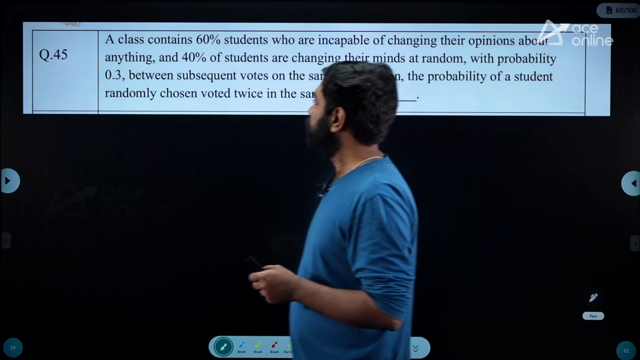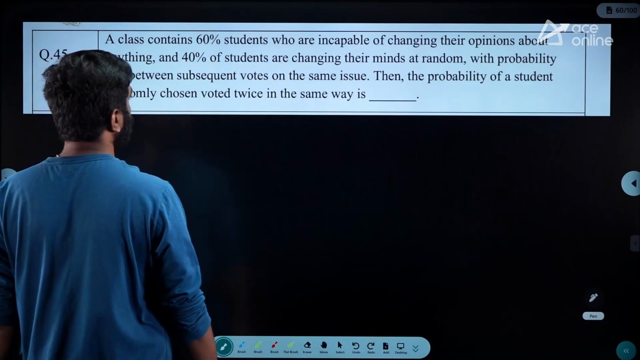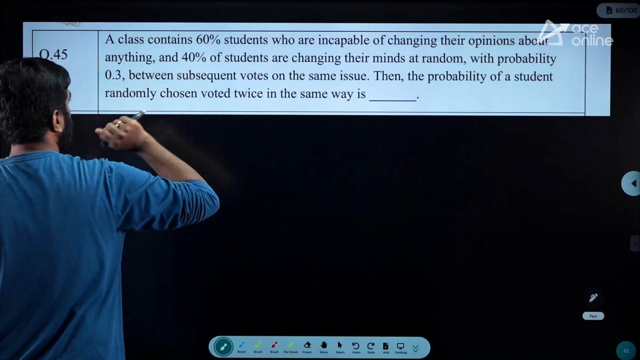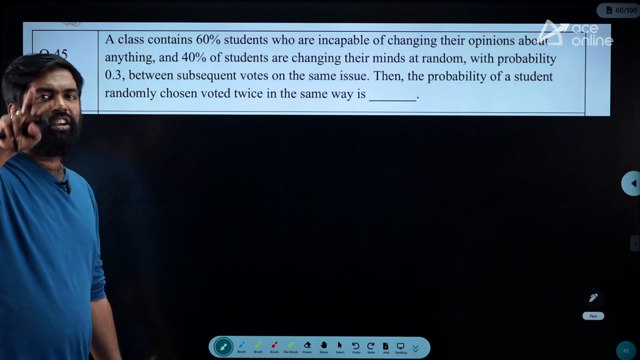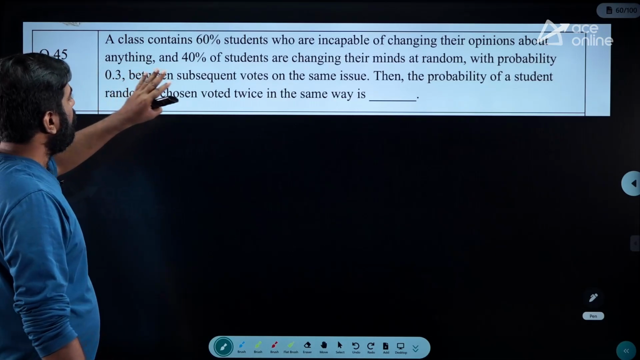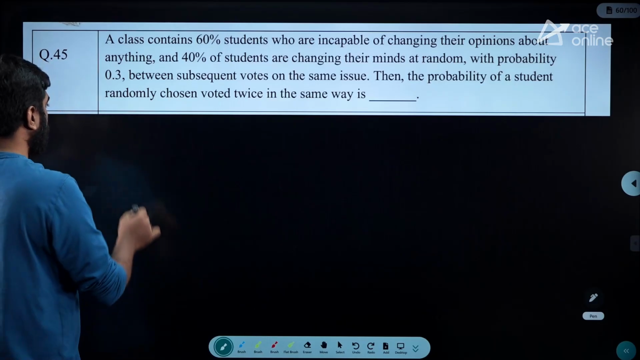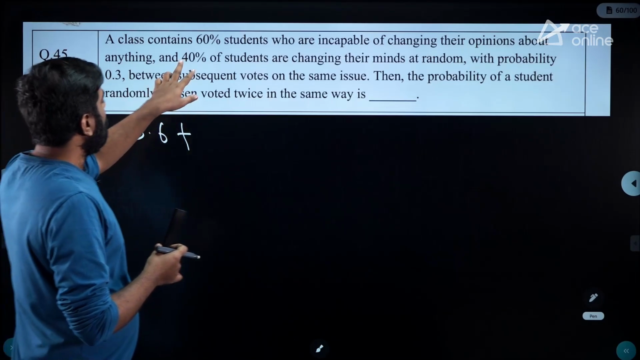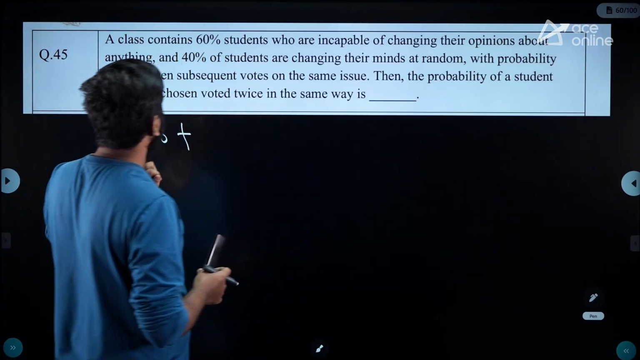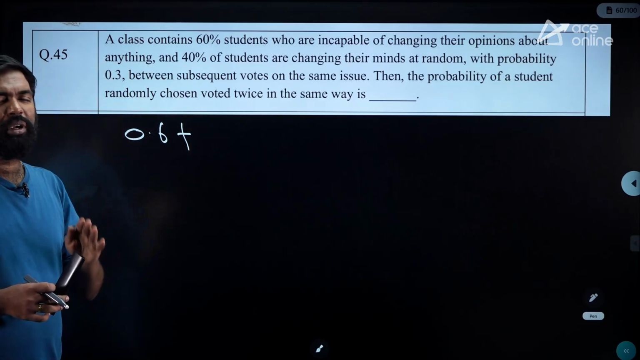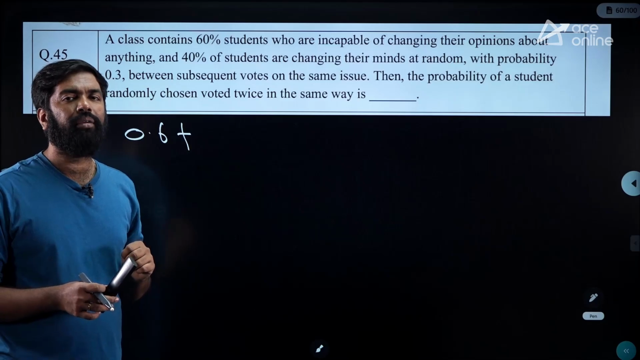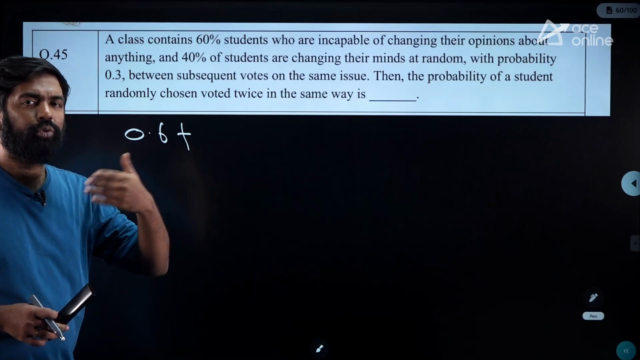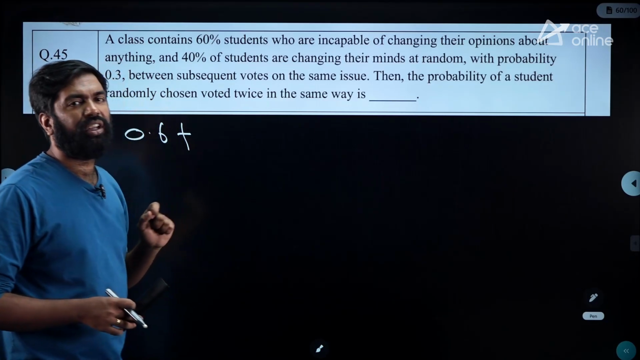So, how do you solve it? A class contains 60% students who are incapable of changing their opinion. Now, if you select any student from this, however he voted the first time, in the second time also he votes in the same way because he is incapable of changing his opinion. So the required answer is 0.6 plus, in this 40%, with probability 0.3, they are changing their minds. Changing their mind means, suppose I have voted for a person A, next time when you ask him whom he is voting for, he'll say he'll vote now for B. This happens with probability 0.3.